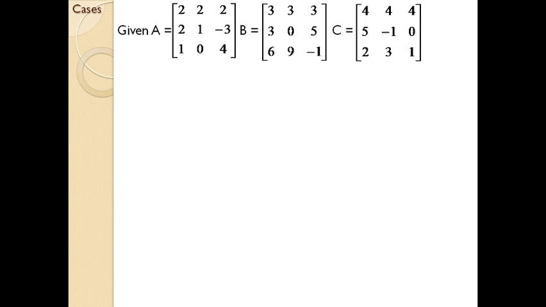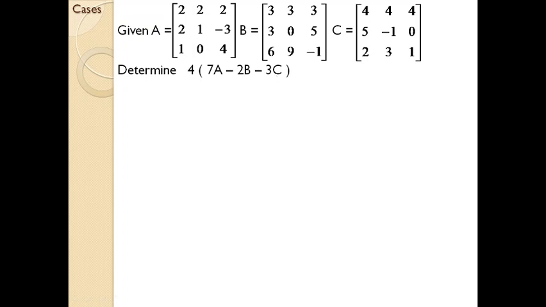Next case, you are given three matrices. First one A, it's a 3 into 3 matrix because it consists of 3 rows and 3 columns. Next one, it's B, it's again a 3 into 3 matrix. And finally it is C, it's also a similar case, that is a 3 into 3 matrix. Let's see what it is asked to find. You are asked to find 4 into 7A minus 2B minus 3C.